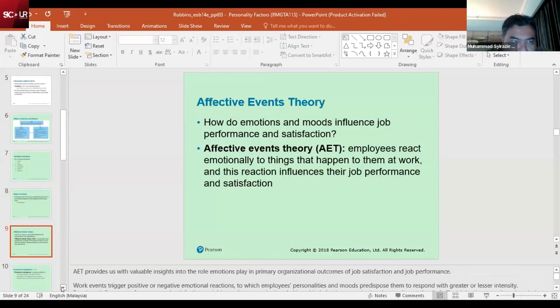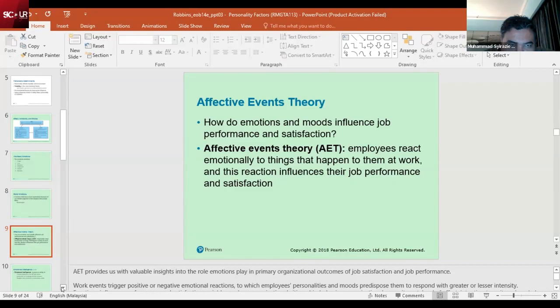Okay, emotions has been studied, and one of the theories related to emotion is called affective event theory. How do emotions and moods influence job performance and satisfaction?